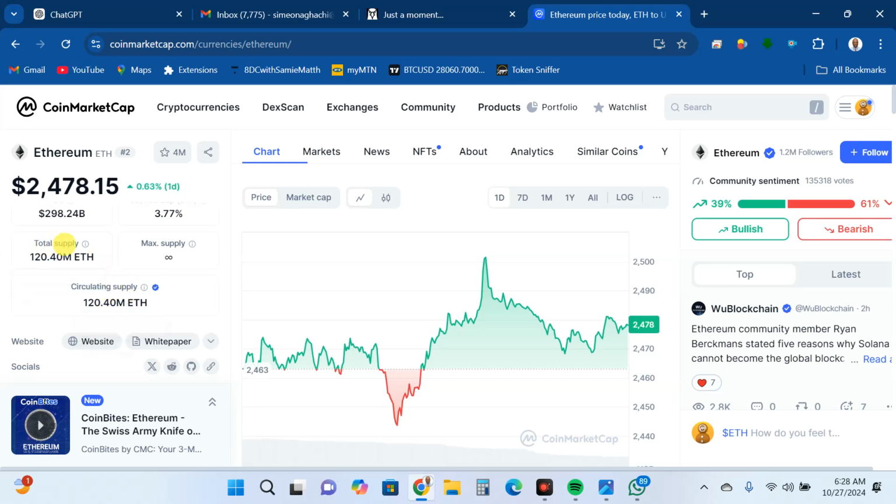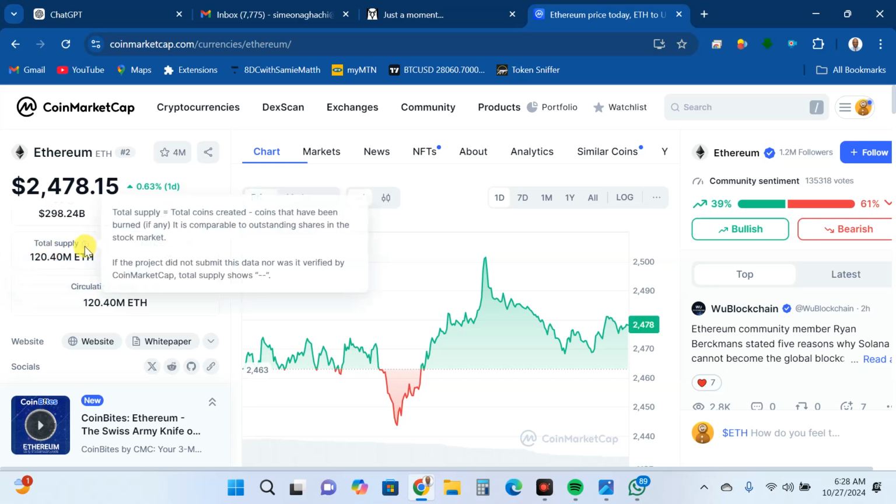So the total supply of any coin or crypto is the total amount of coins that have been created already. It has been created, it is existing, the team have already created it, and that amount is existing. That is what we refer to as total supply. So CoinMarketCap says that total supply is coins created, okay, coins that have been burned, if any. It's total coins created minus coins that have been burnt. That's what CoinMarketCap describes total supply as.